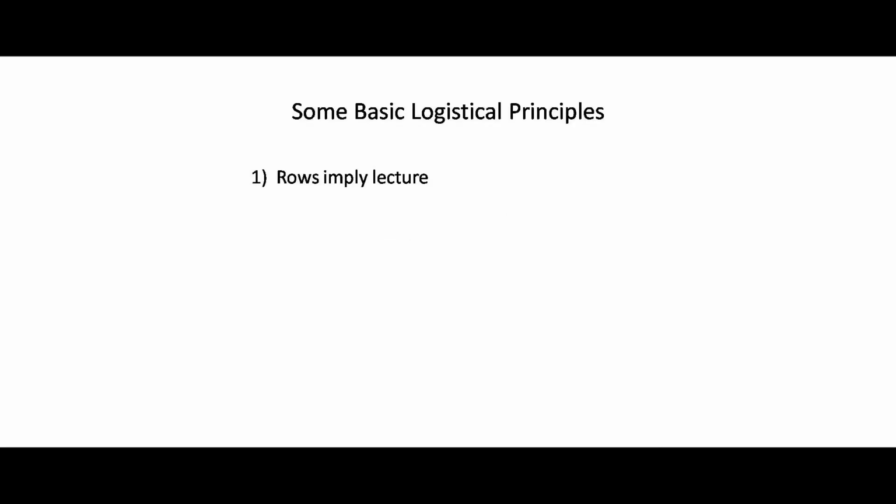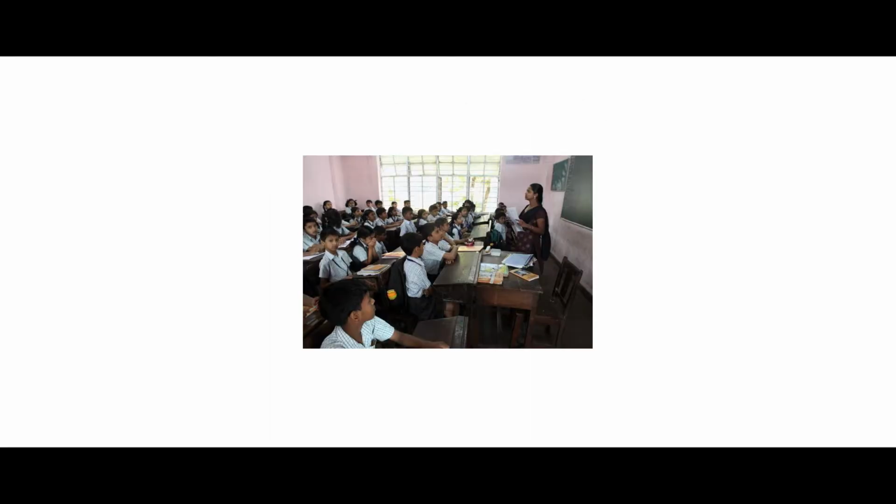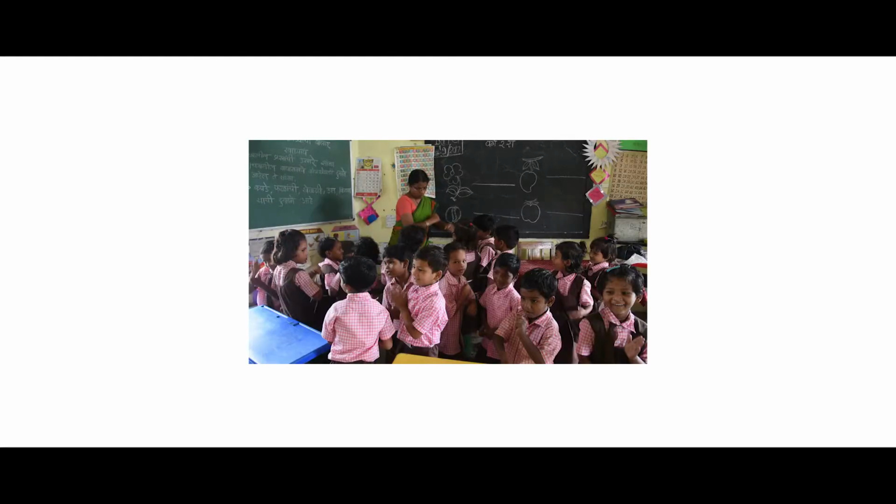Some basic logistical principles. First one, rows imply lecture. They make it difficult for students to interact with one another and they put the instructor at the center of the learning experience. Circles, horseshoes and other configurations promote more interactions and a greater sense of community.